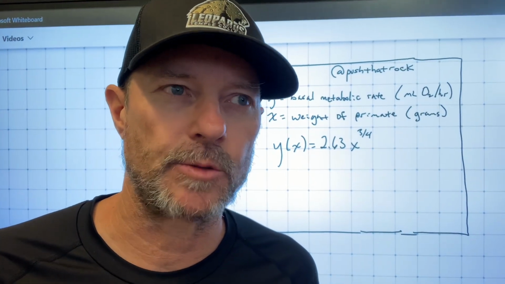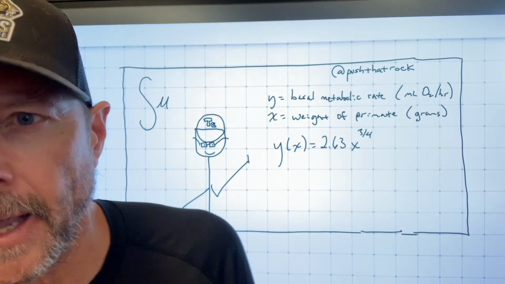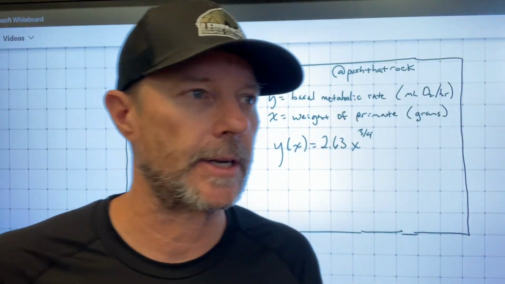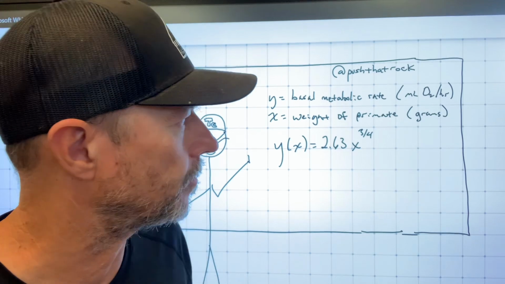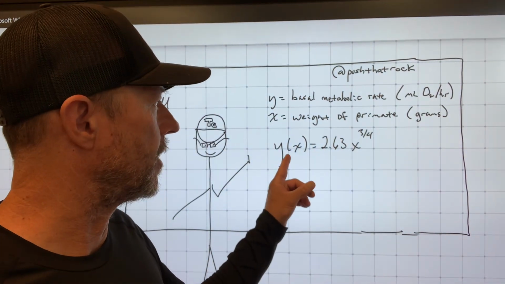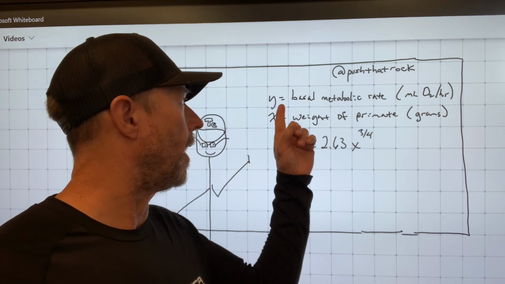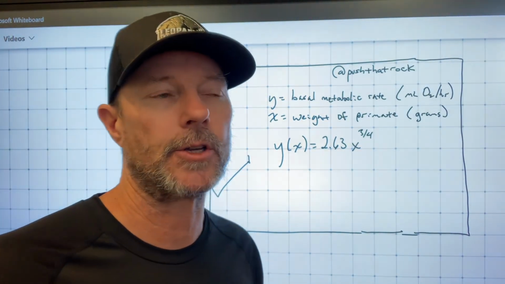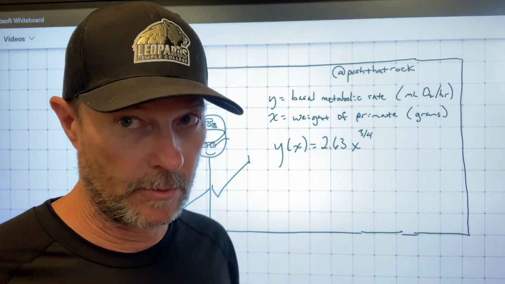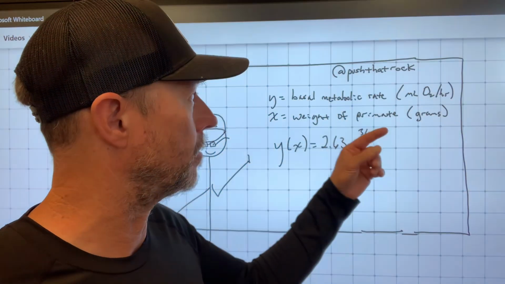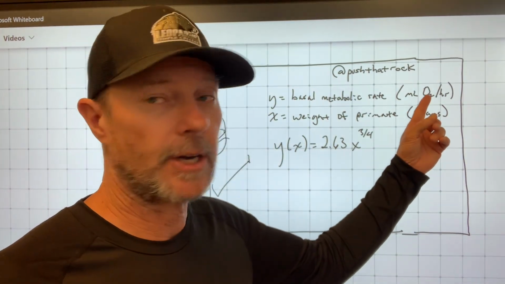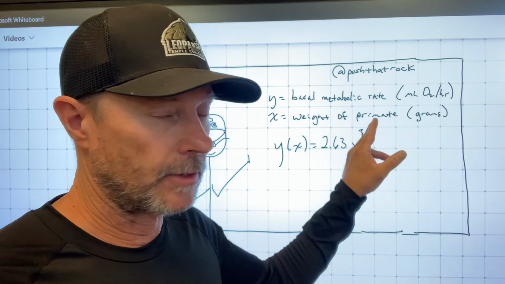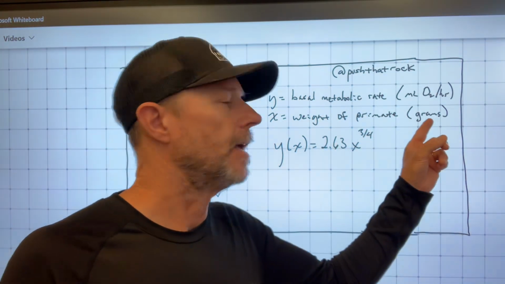In this video, I want to explain fractional exponents and give us an example of a function that uses fractional exponents that I just stole out of a biology textbook. So in this function, y is the basal metabolic rate. Ask a biologist what that is. I think it has something to do with how we use energy or how we transform energy when we're resting, I think is what basal means. And the units here are milliliters of oxygen per hour. And x is the weight of some primate. So the data came from 25 species of primates in grams.